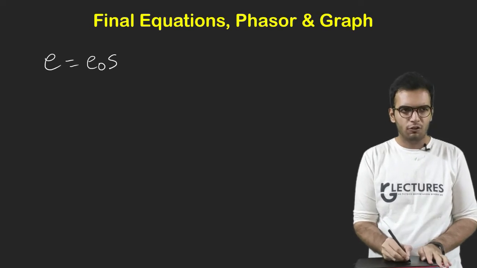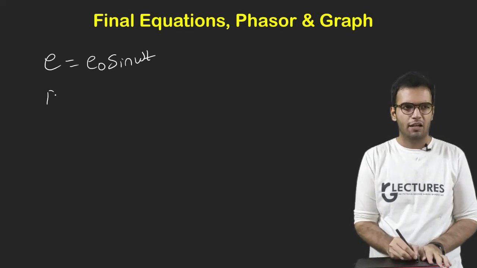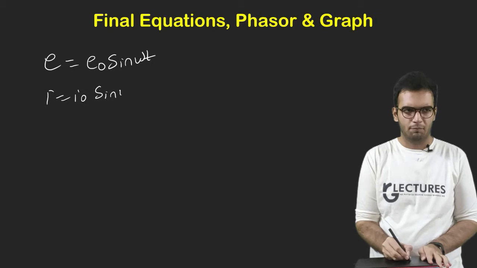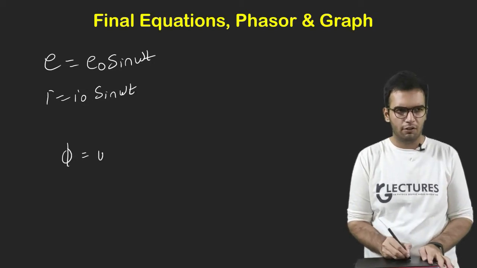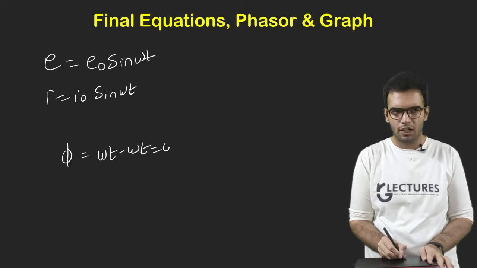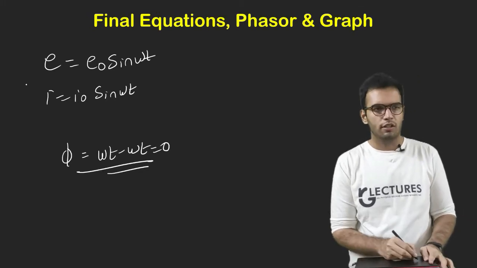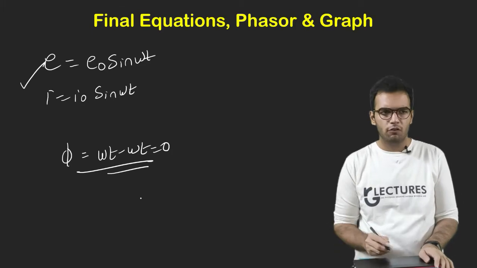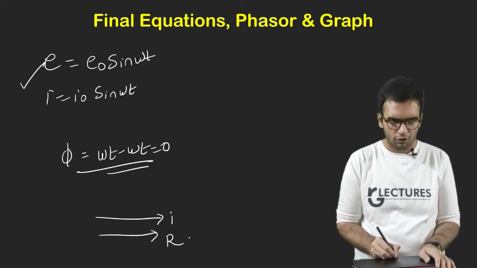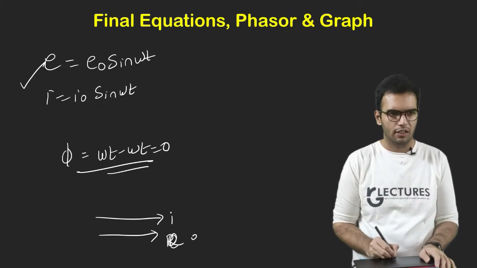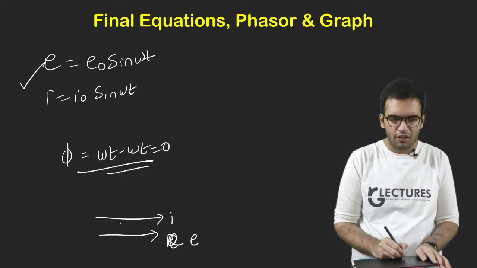Okay, so what is the conclusion? If E is equal to E naught sine omega t, and I is equal to I naught sine omega t, is there any phase difference between the two? No. If I want to calculate the phase difference, that will be omega t minus omega t, which is 0. So these are the final equations. If there is no phase difference, then both phasors, E and I, will be in the same direction. So this is the phasor diagram.